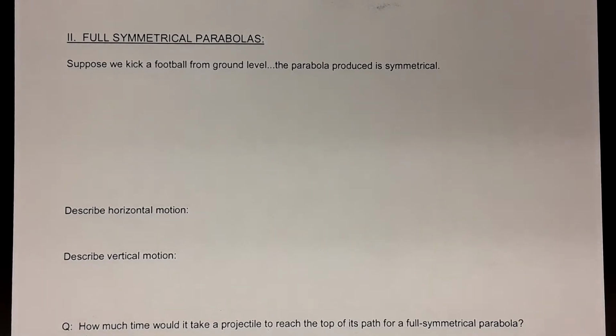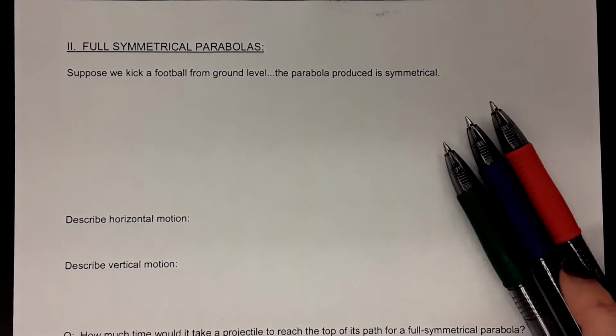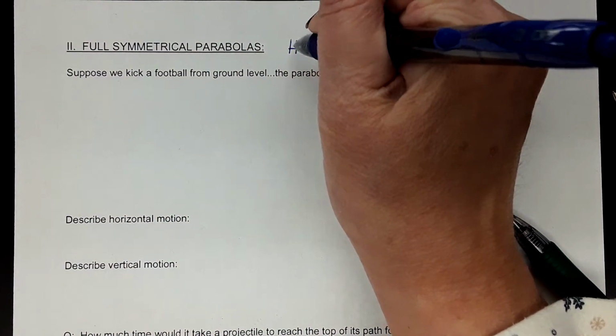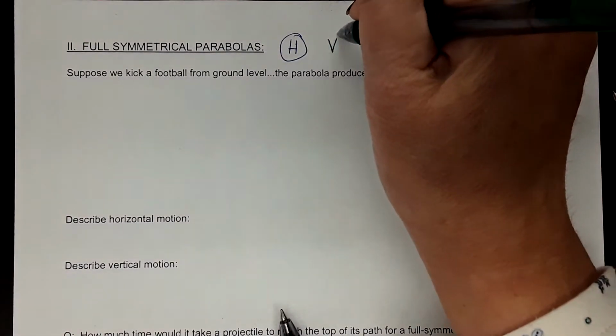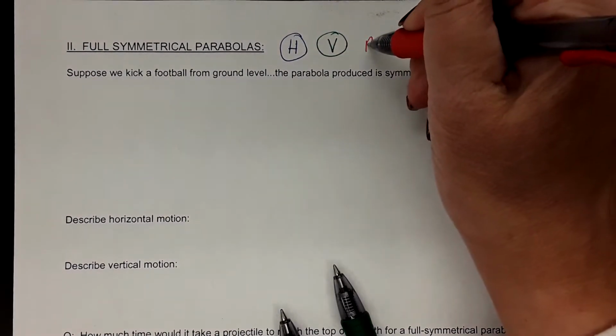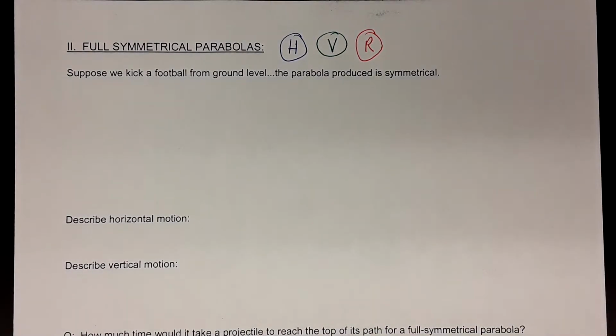So in the diagram, I am going to be using colors to separate the two planes. Just to remind you, I'm going to be using blue for the horizontal motion. I'll be using green for the vertical, and I'll be using red for resultants or anything else, okay?